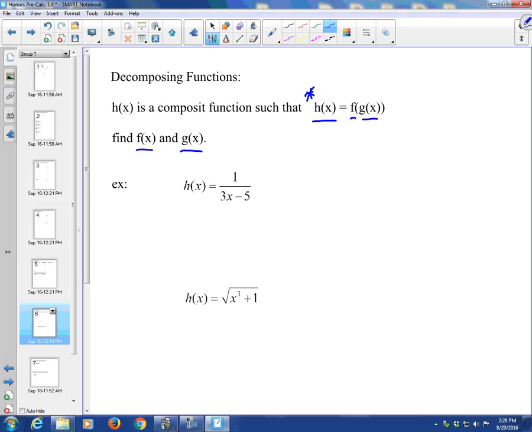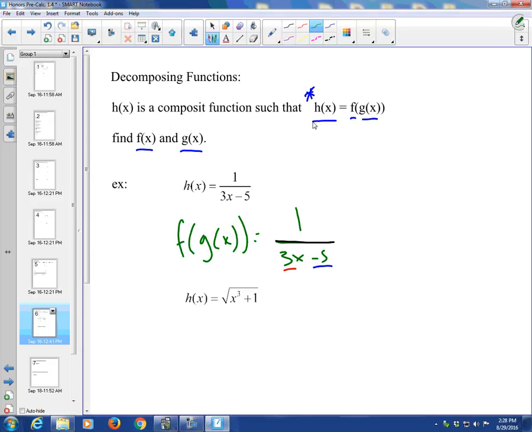So if we look at our h of x right here, which is of course our f of g of x, we know that g of x is operating on x first. That means g of x is going to be a series of things that happen to x before f happens to x. So let's count out the things that are happening to x here. First, we're seeing a multiplication of 3. Then we're seeing a subtraction of 5. And then that number is dividing 1.